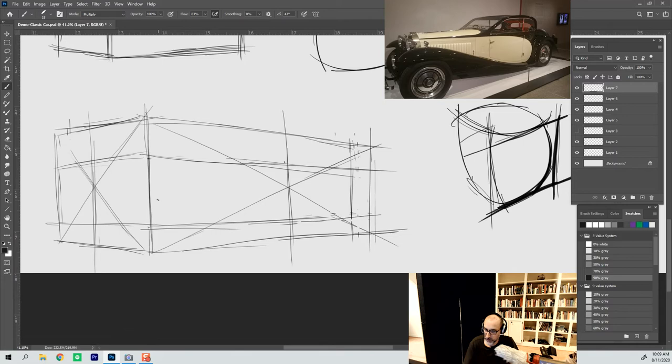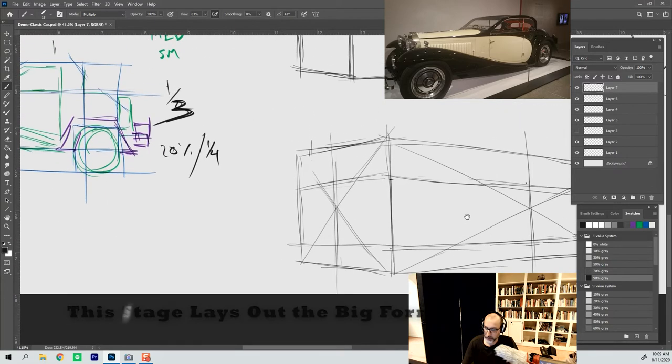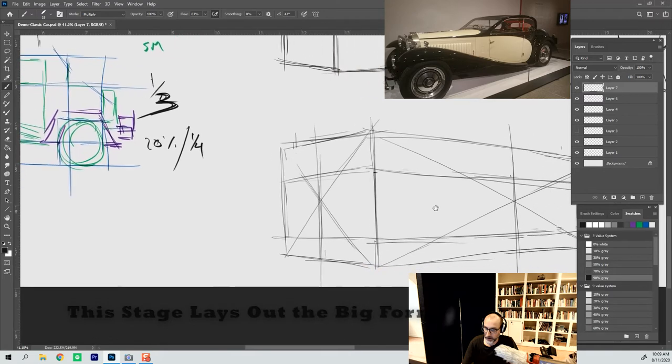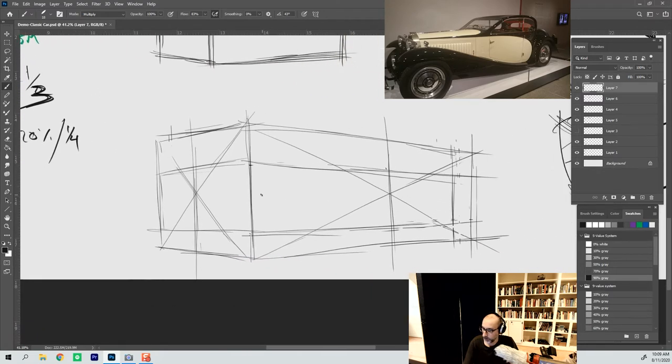Okay, so I can then go back to my layout, and my wheel well is going to be at about the halfway point, so I can start setting up more proportions.